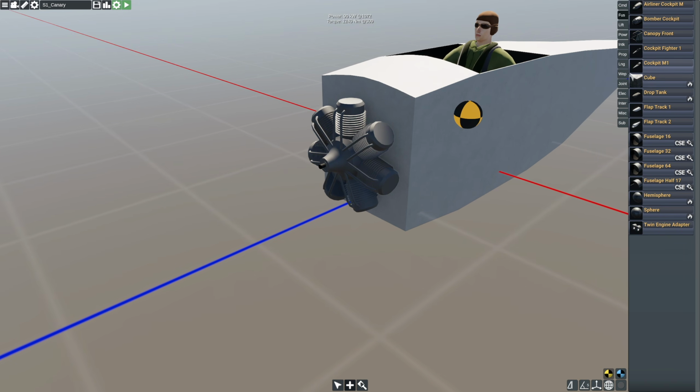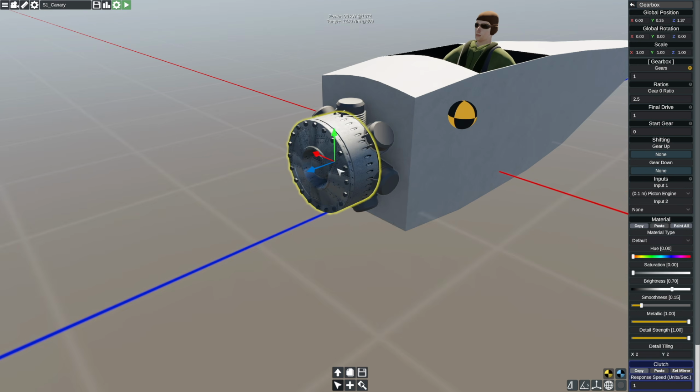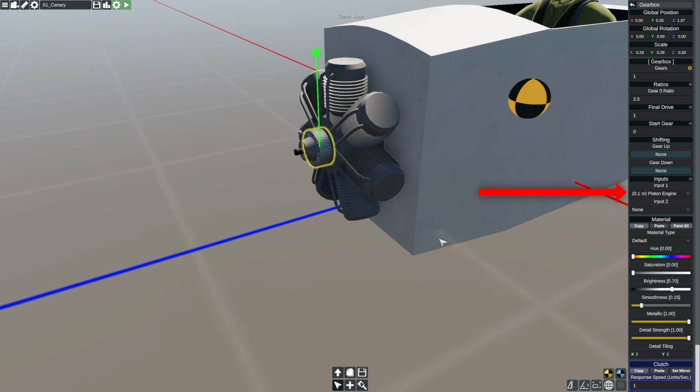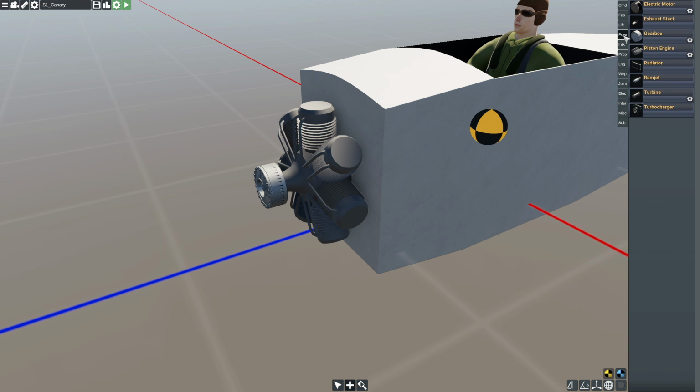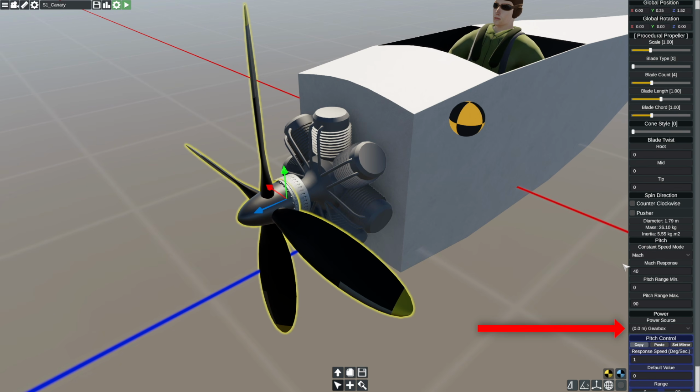Before we go and test the engine, we need to add a propeller to load it. To do this, place a gearbox and make sure its power source is set to the nearest engine. The decimal number will indicate the distance to the available engines. Next, place a propeller on the gearbox and make sure its power source is set to the gearbox.